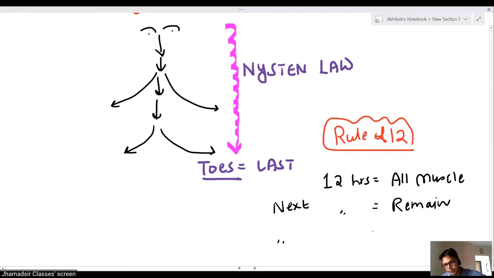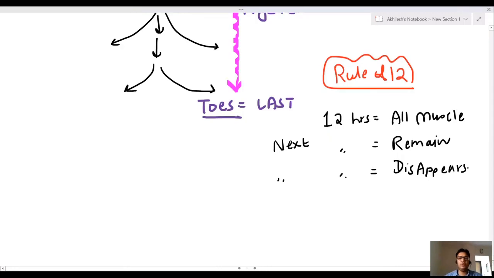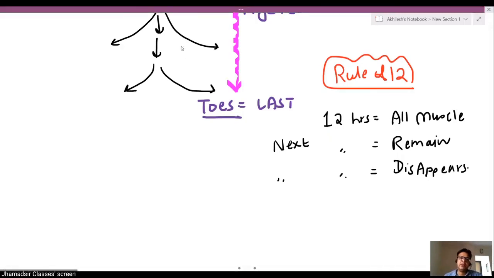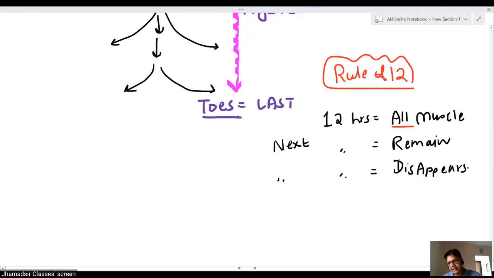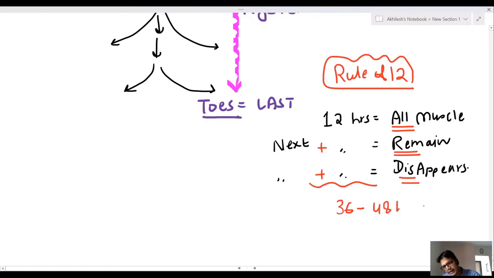And in the next 12 hours, so 12 plus 12 plus 12, 36 hours. It means it appears in the body and disappears from the body in 36 to 48 hours. Generally 12 plus 12 plus 12 is 36, but we can give the range 36 to 48 hours.